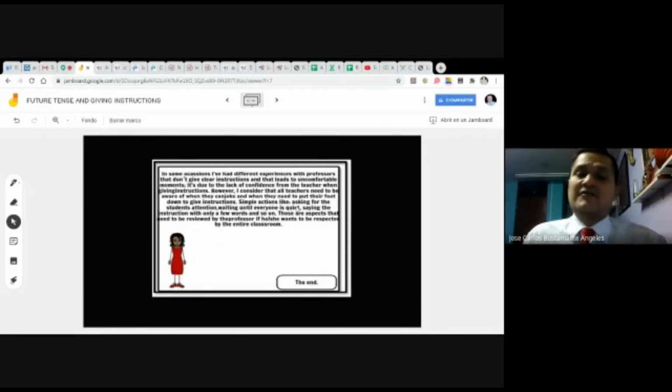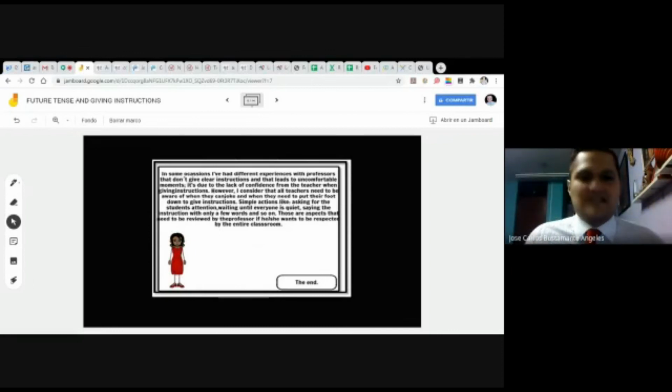Simple actions like asking for the students' attention, waiting until everyone is quiet, saying the instruction with only a few words, and so on. Those are aspects that need to be reviewed by the professor if he or she wants to be respected by the entire class. So, as a teacher, of course, I have to be polite because I want my students to respect me, and of course I respect my students. That's why I have to be clear. There are times when the teacher might joke with the students. Also, we can tell jokes, we can play games.